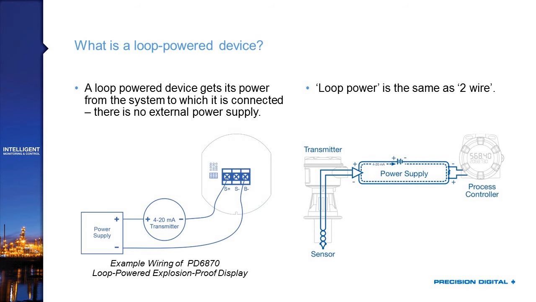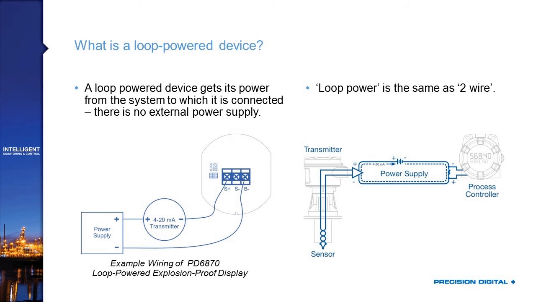Now, to give you an example of that, we show a wiring setup for our PD6870 explosion-proof loop power display. And you can see that I've got my power supply on the left. That two-wire setup brings it through my 4 to 20 milliamp transmitter and into my meter. And then that same wire that comes out and goes back to my power supply is part of that transmitter loop and my power supply loop. It's all one big loop. It's two wires, and it's both my 4 to 20 milliamp signal and my power supply.